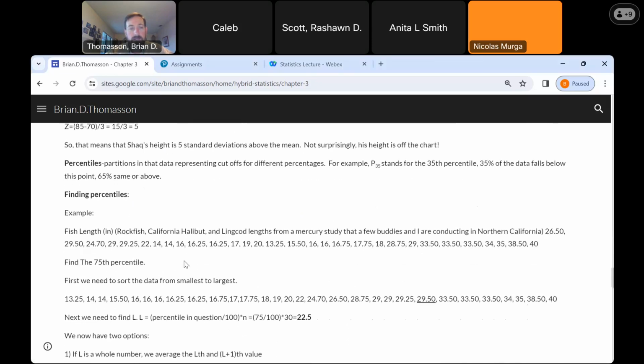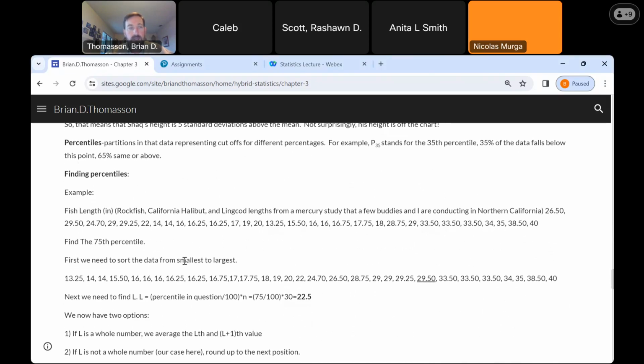Now we have percentiles. If we have a set of data, we can break it up into different percentiles. Say we have the 40th percentile. That's the point where 40% of the data is below that value and 60% of the data is at that value or above. It splits the data into 2 groups. Let's figure out how to do something like that.